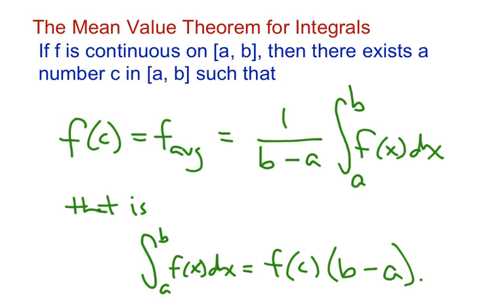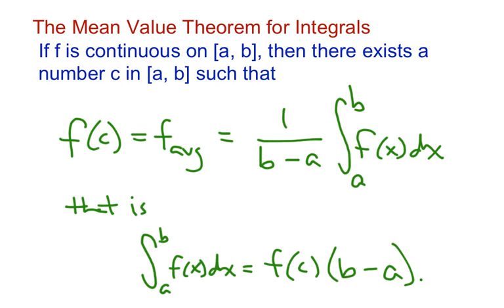It says if f is continuous on the closed interval ab, then there exists a number c in the closed interval ab such that f of c is equal to the average value of f, which of course is 1 over b minus a times the integral from a to b of f of x dx. So write that down, pause if you need to. I want to write over this a little bit.